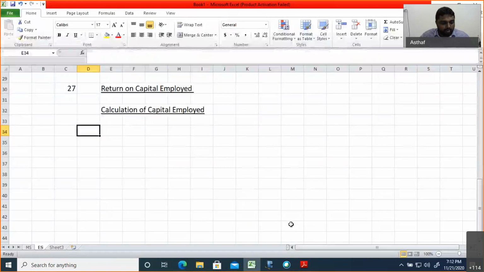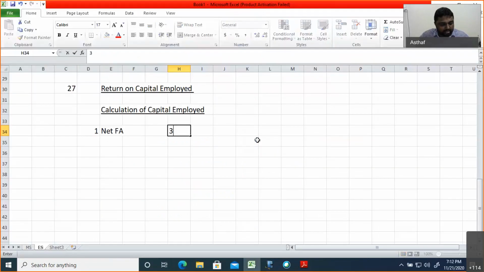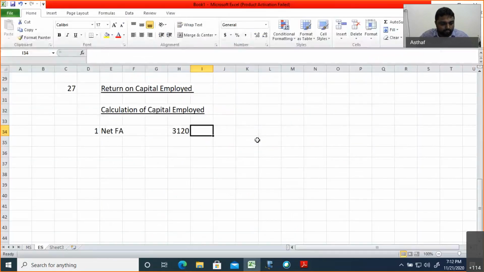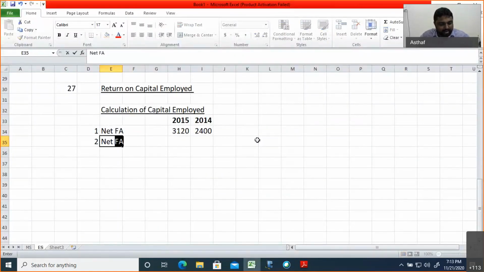First we can find out the net fixed asset. See, in this question everything total is given. Net fixed asset is 3120. For 2014, here it is 2400. So net fixed asset we have done. What is next? Net current asset. In the normal method, capital employed is net fixed asset plus net current asset. We won't consider investment here. In a normal ratio analysis question, investment will not be considered.